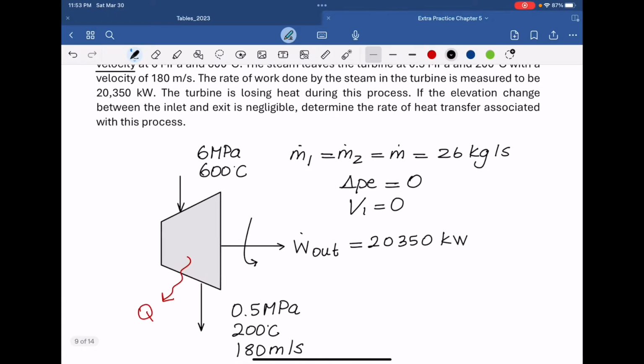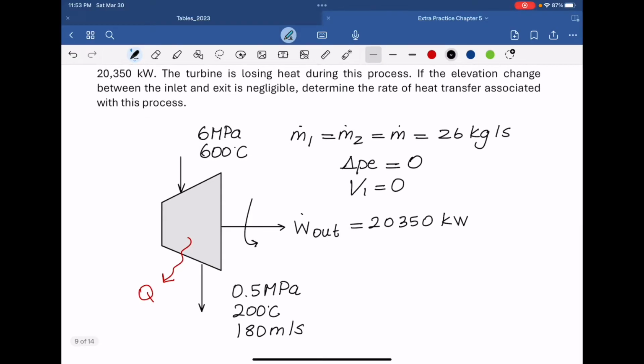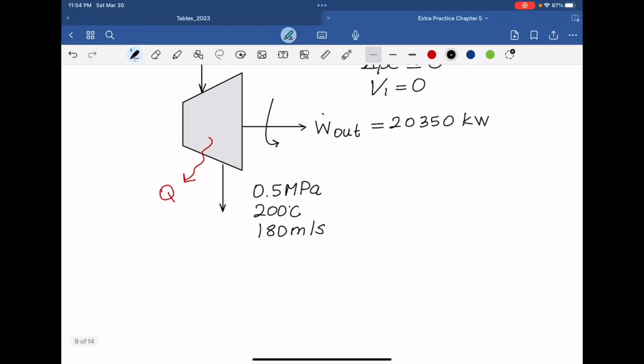Okay, so with our assumptions and realizations, now our problem is very clear. Let's take a look at what they're asking for. They're asking for the heat interaction. So the only way to find it is simply to write the energy balance. That's not very difficult. Since this is a steady state device, the rate of energy getting in is equal to the rate getting out.